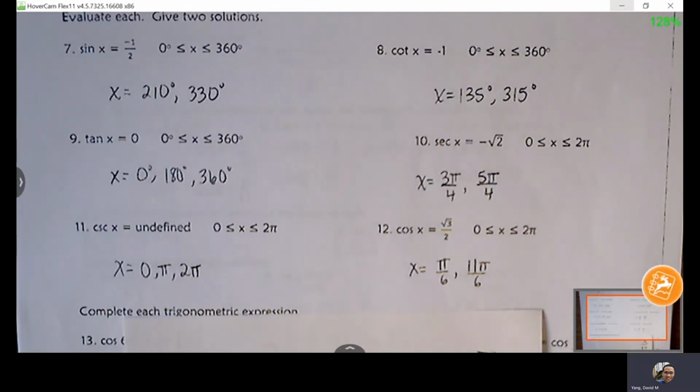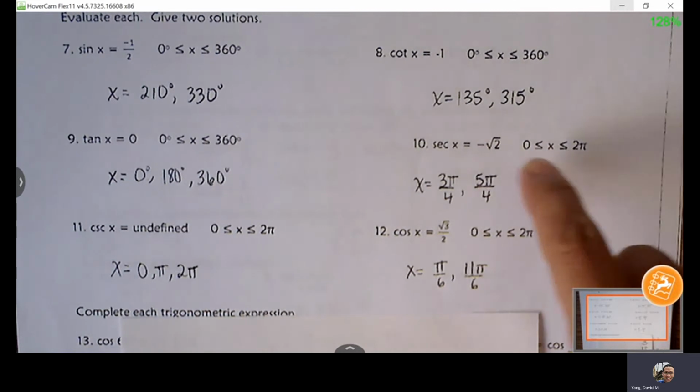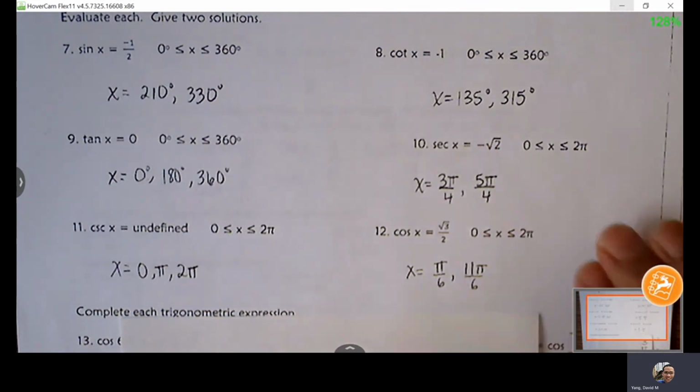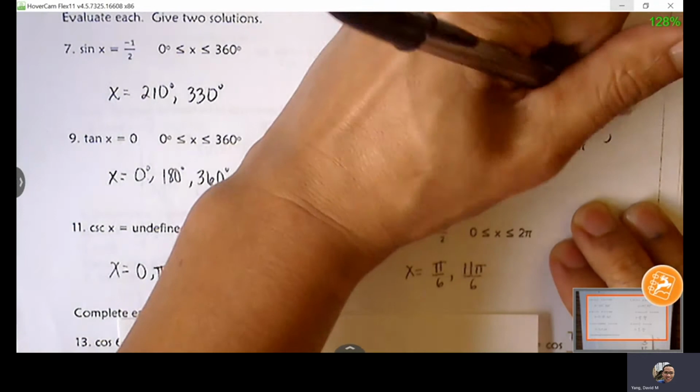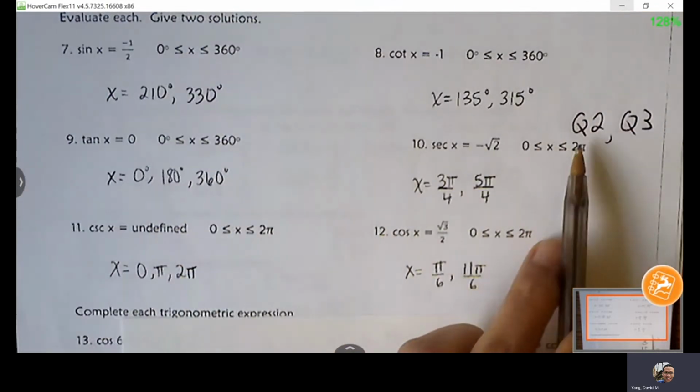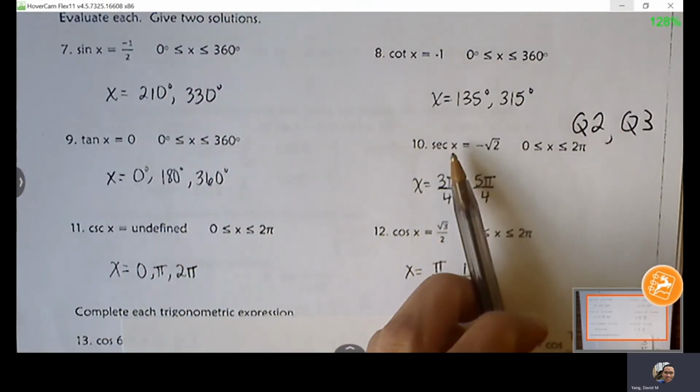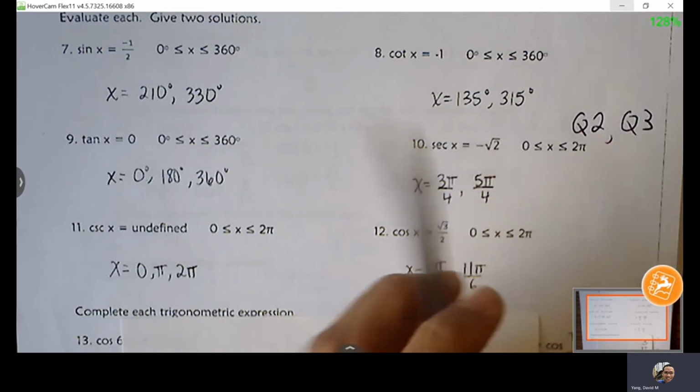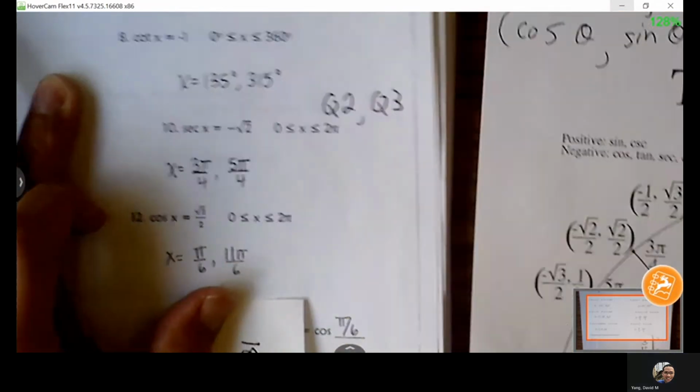Okay, check your answers. So let me go over number 10 real quick. Secant is negative between 0 and 2 pi. You know secant is related to cosine. Cosine is only going to be negative in the second and third quadrant. So you know you're looking at second and third quadrant. You know secant is just the reciprocal of the x value, so we only care about the x value, right?